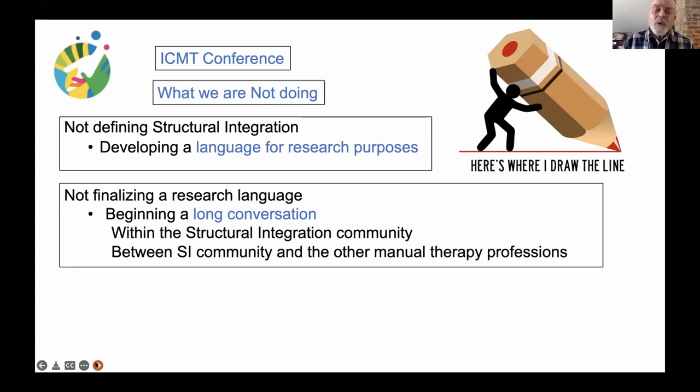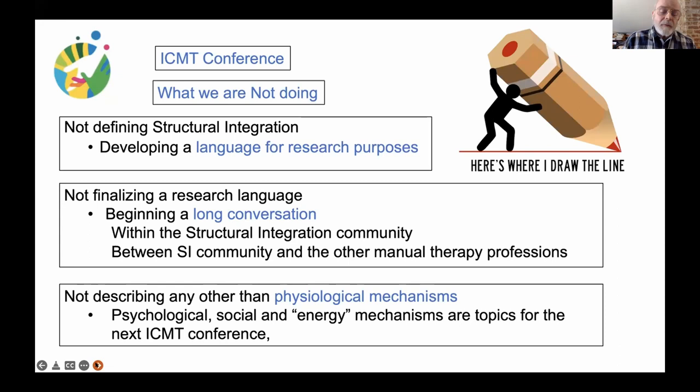And even with that goal, we are not finalizing the research language. We're beginning a very long conversation that's going to go on for years. And this conversation has to go on within our own community. It has to go on between us and the other manual therapy professions. It is a great opportunity for us that Brian and Paul included us in this project on an equal footing with the other four professions. And if we pursue this, then it's going to raise our status to the same level. For this conference that's going to happen in May of 2022, we're only talking about physiological mechanisms. We're not doing psychological, social, or energy mechanisms because that literature is just even more gigantic. So we're just limiting ourselves to physiology.